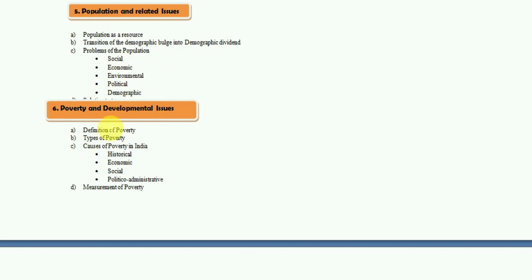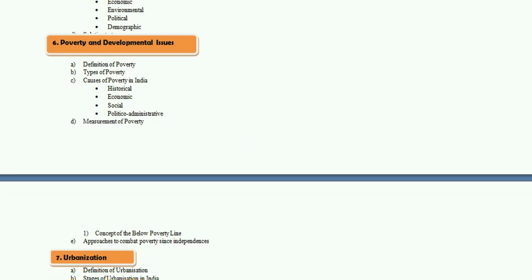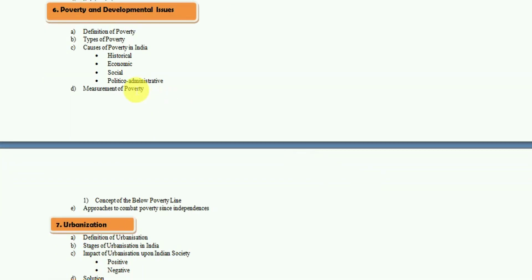The next chapter is poverty and the developmental issues. This we have to do in economy also. So as far as this chapter is concerned, first we are supposed to understand the definition of poverty. What is relative poverty and absolute poverty? Then we have to understand the different types of poverty. Then we have to understand the causes of poverty, that is the historical cause, political cause, economic cause, social cause, political administrative cause. All these causes we have to understand.